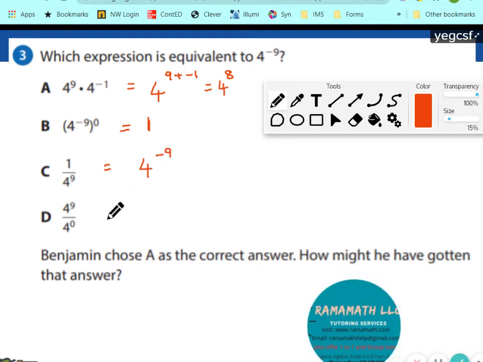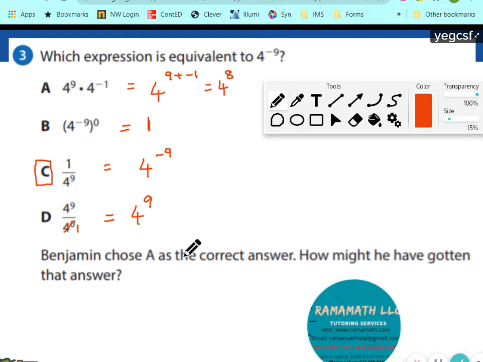But let me check this one too. 4 to the 0 is 1, and then 4 to the 9 over 1 is just basically 4 to the 9, because anything you divide by 1, you get the same thing. So this one is positive 9, so it doesn't match, so no. So your answer is C. That is equivalent to that.